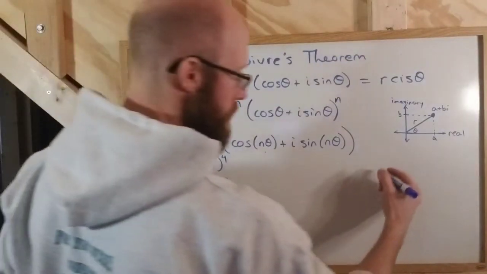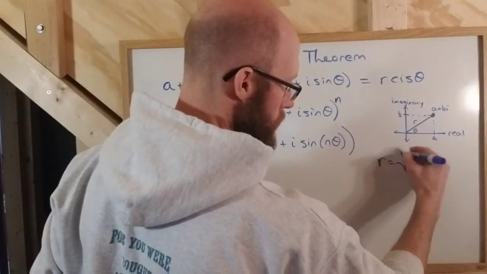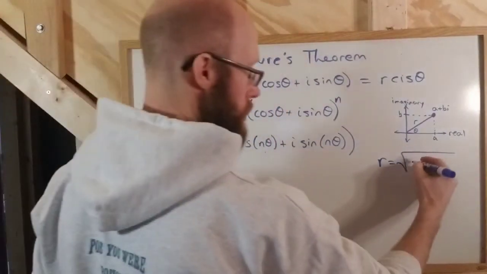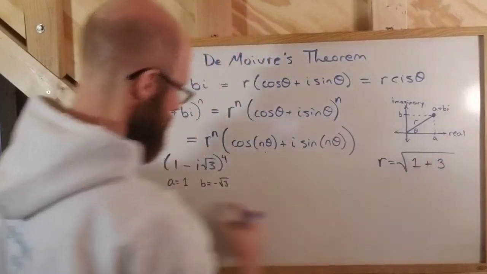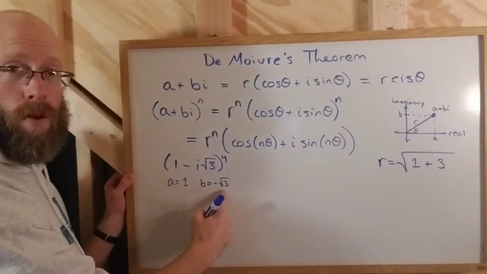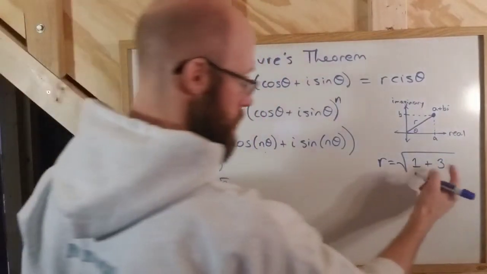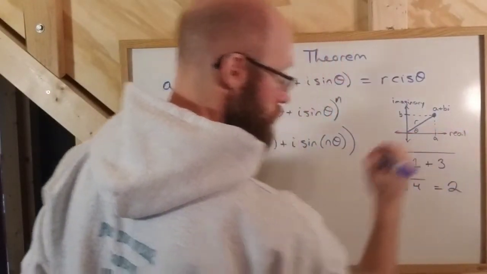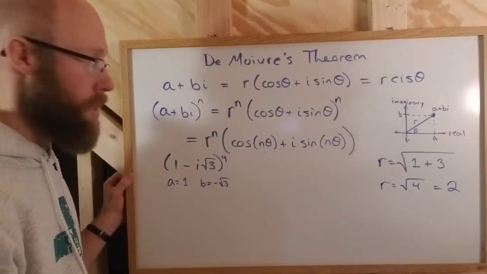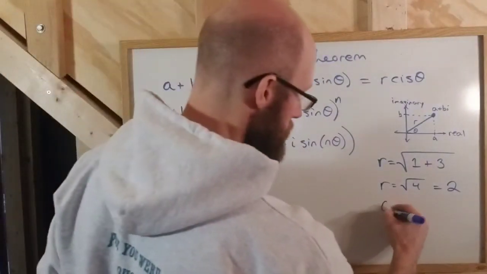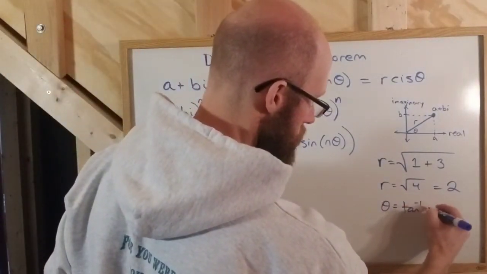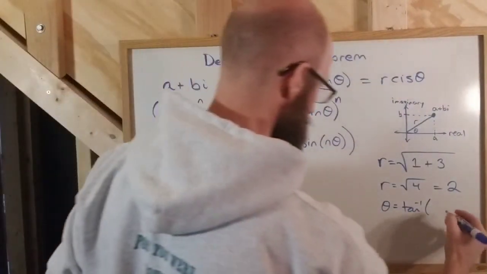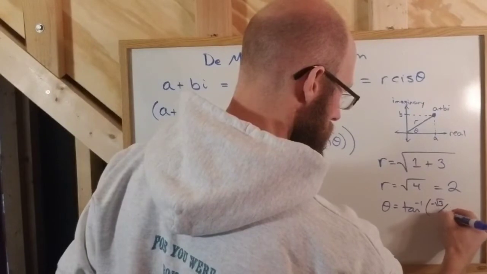If I then try to find r and theta, r is the square root of the sum of the squares. That'd be 1 plus 3, right? This one squared is 1, this one squared is 3. That's going to be the square root of 4, which is equal to 2. Nice. Okay, that one worked out well. And then theta is going to be the inverse tangent of b over a. So that'd be negative root 3 over 1.